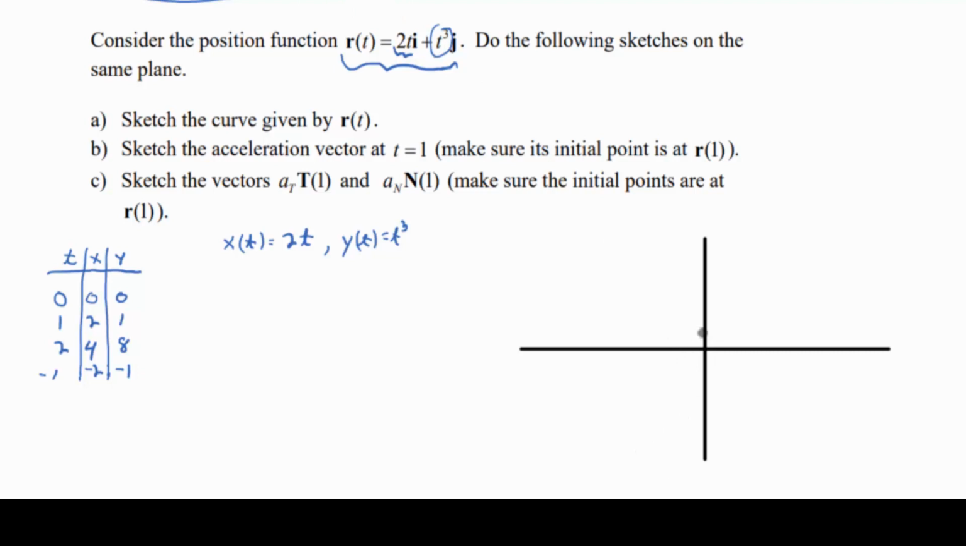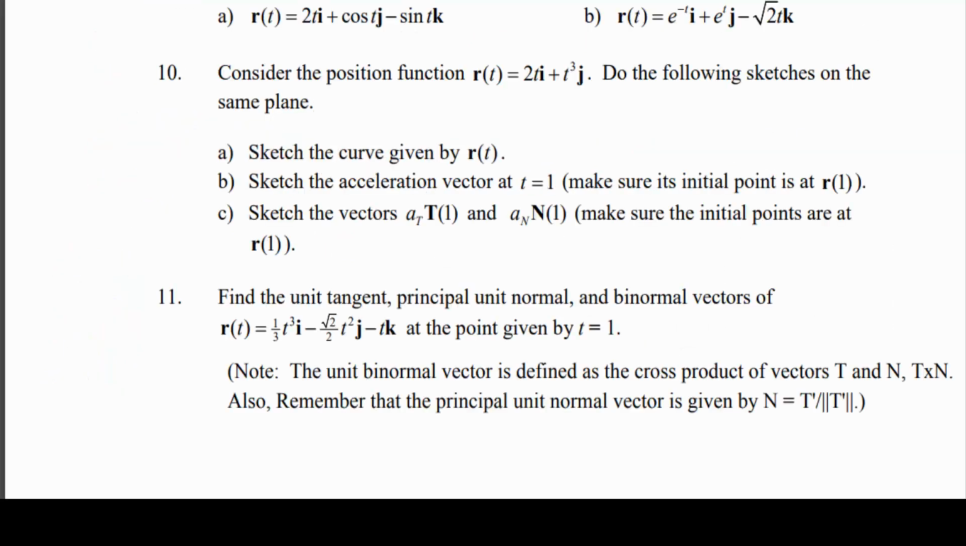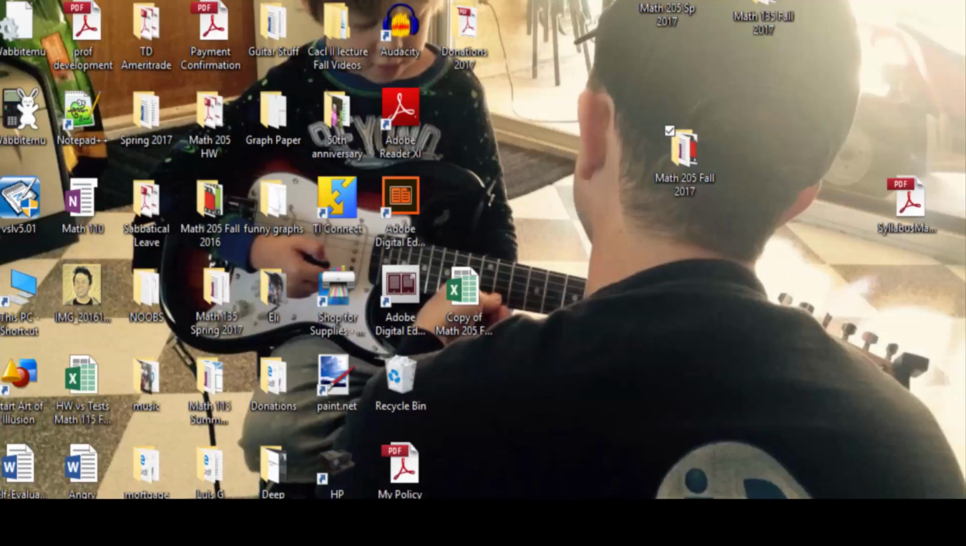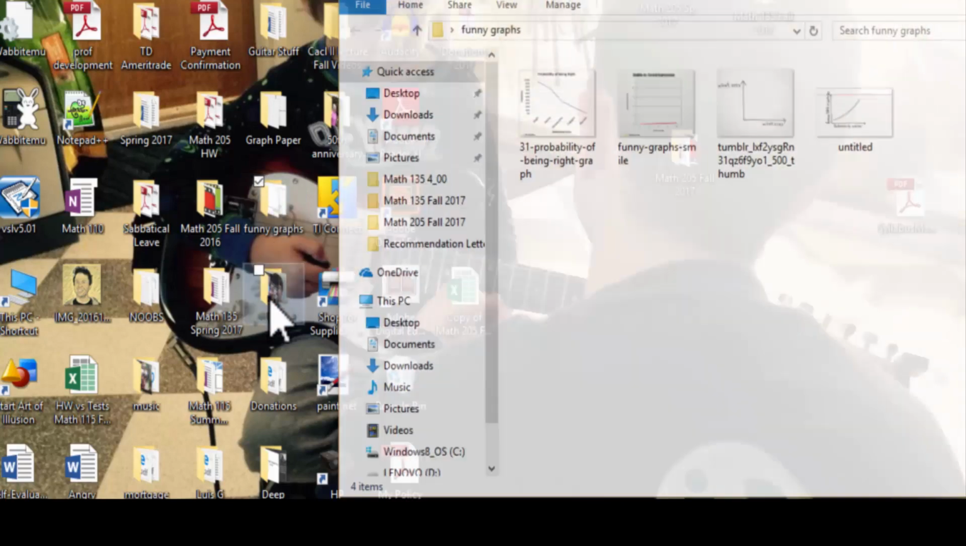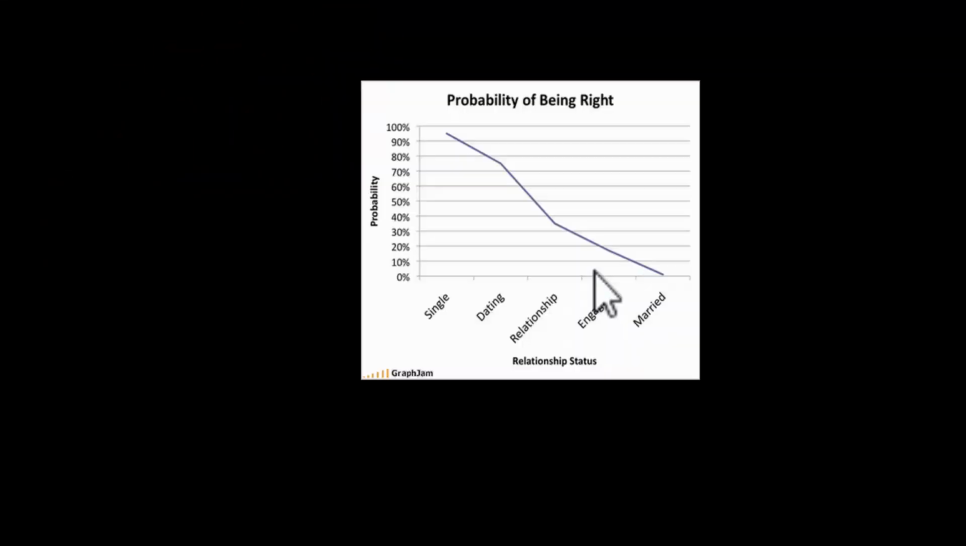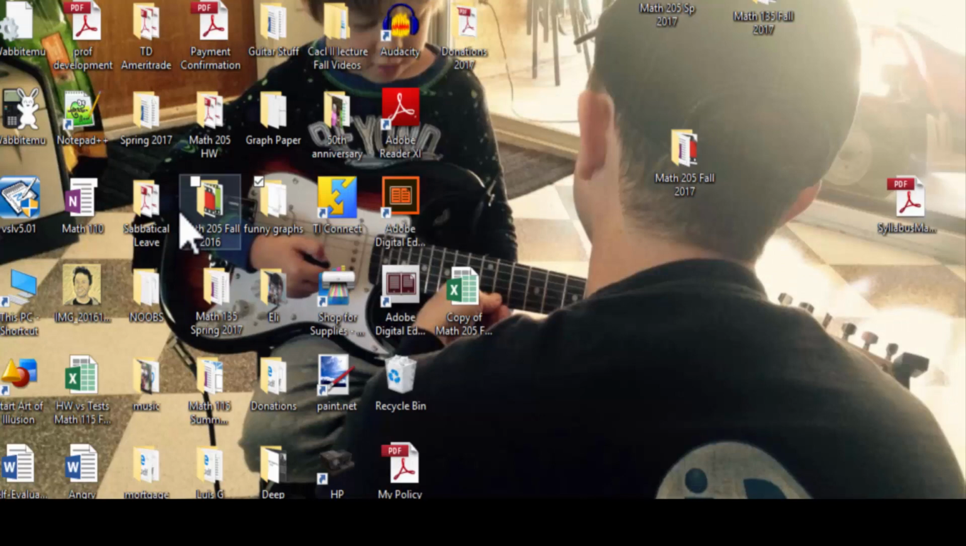All right, maybe I should have got some graph paper here. You know what I'll do? I'm going to go grab some graph paper, if I can find it. I have a file for graph paper here somewhere. Give me a second. Here's funny graphs. You want to look at some funny graphs? Okay, here's a good one. Can you see that? It's the relationship status versus the probability of being right. As you go from single to dating to relationship to engaged, it just goes down. Okay, all right, that's not the one I wanted.